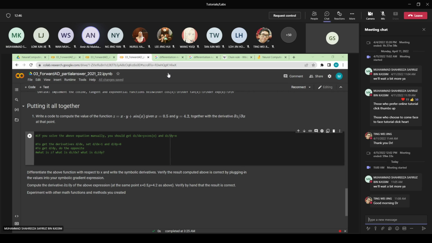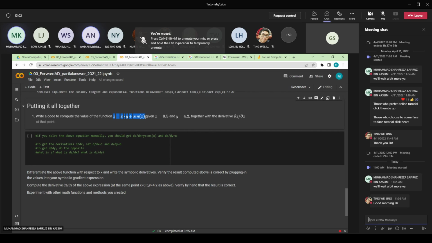So z is x times y plus the sine of x, correct? Yes, this one. So we're taking the partial derivative of z with respect to x, or the one with respect to y? You can start with either. What is the derivative of z with respect to x?